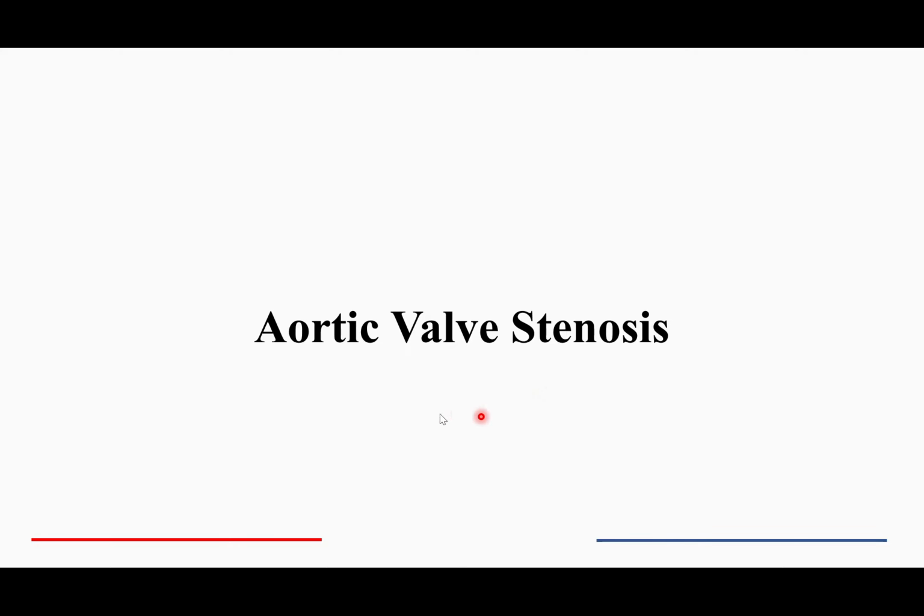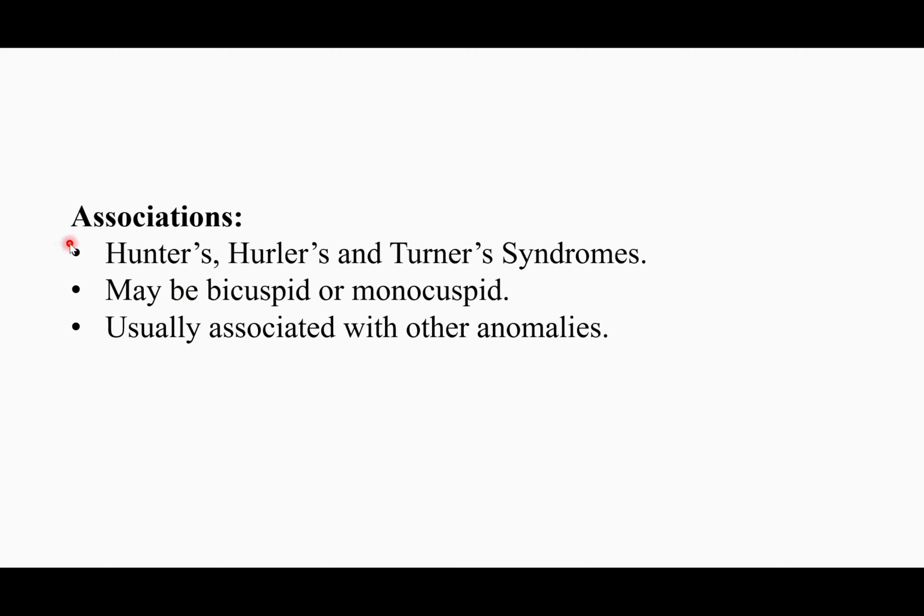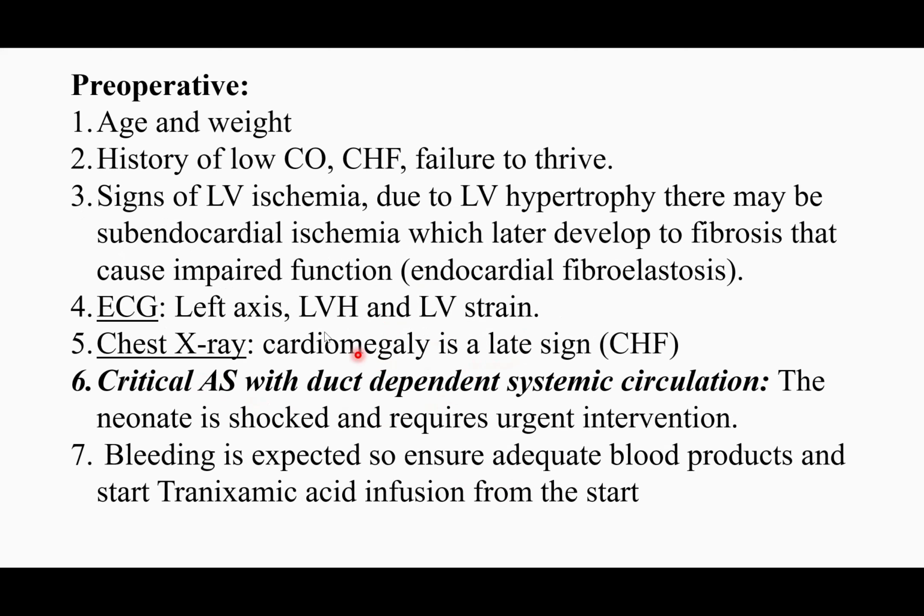Aortic stenosis. It may be associated with Hunter's, Hurler's, and Turner's syndromes, maybe bicuspid or monocuspid, usually associated with other anomalies. Preoperative assessment: we ask about the age and the weight, history of low cardiac output, congestive heart failure, failure to thrive, signs of LV ischemia.